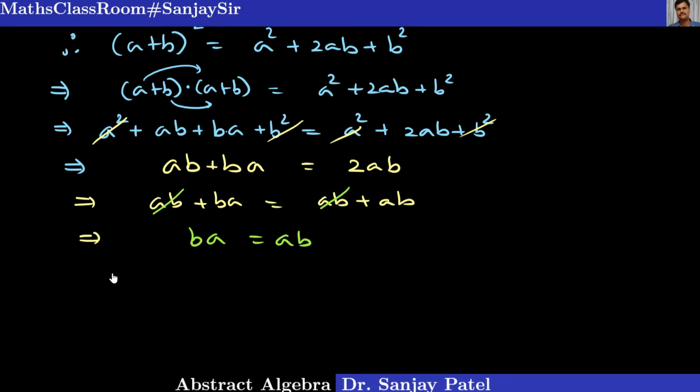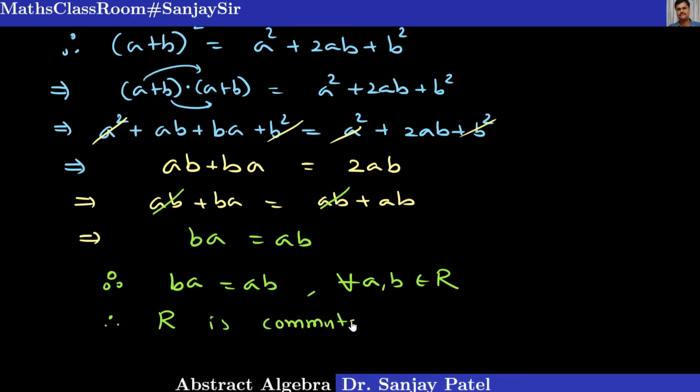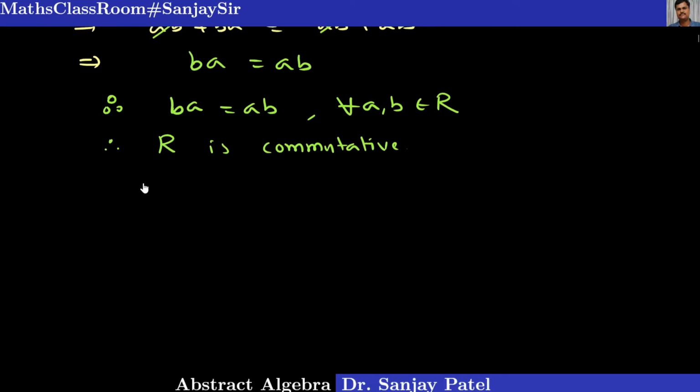They are arbitrary elements. So what is proved? BA is equal to A into B for all A and B belongs to the ring R. And that means the ring R is commutative. Ring R is commutative ring. Okay. Fine. Now let us go to the next problem.